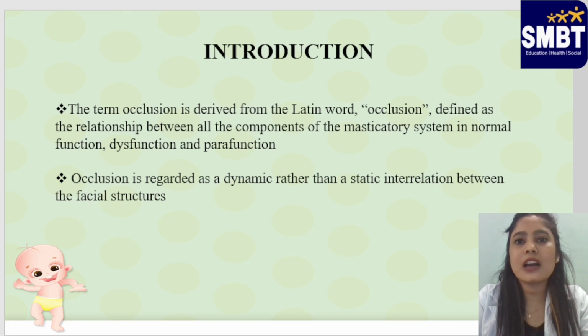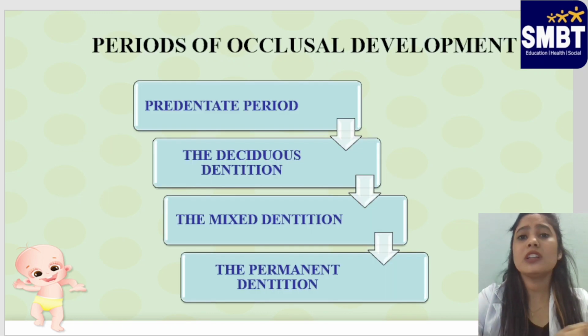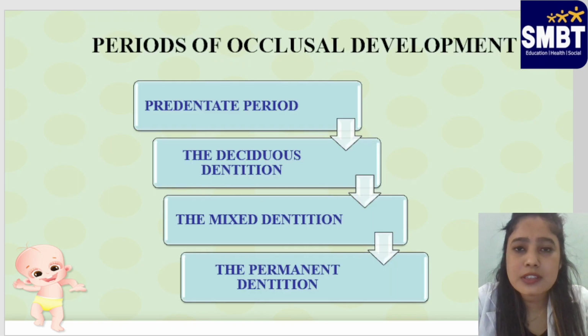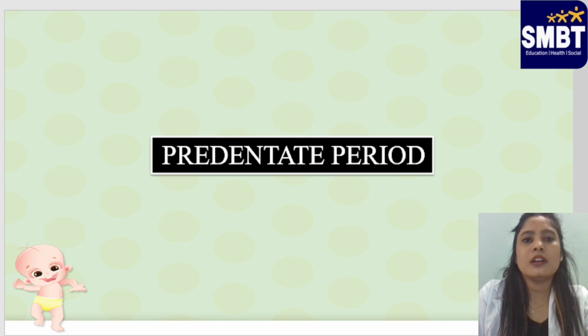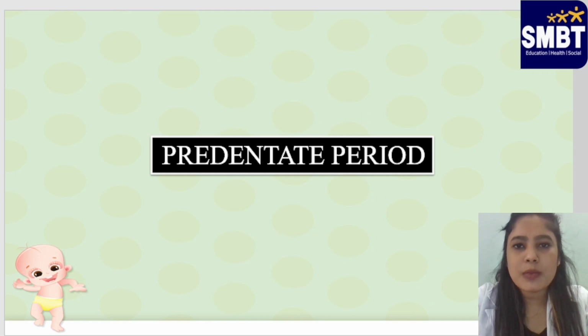Occlusion is regarded as dynamic, not static. Why? Because it goes on changing from infancy till adulthood. It is not static in nature. Then what are the periods of development of occlusion? First is the pre-dentate period, then the deciduous dentition, mixed dentition, and permanent dentition. In today's lecture, we are going to cover the pre-dentate period and deciduous dentition.